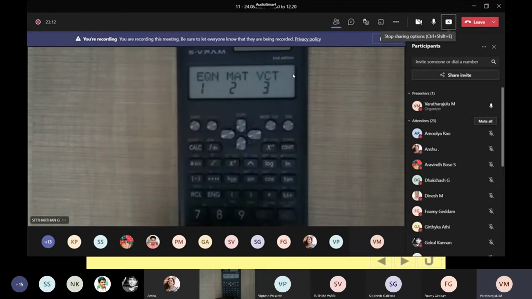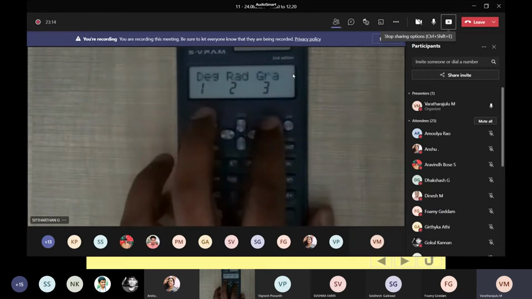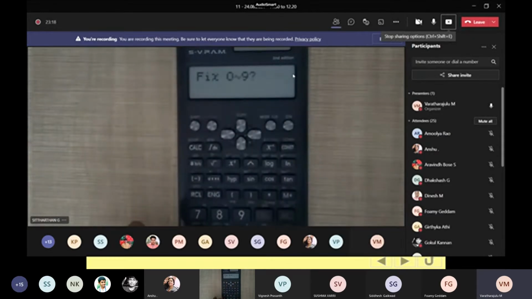Given problem number 3. Okay, you stop sharing your screen. It was 6-digit accuracy. Fine. At some time, I'll request you to exhibit your screen. Thank you, Siddharthan. Okay, sir. Stop sharing your screen.